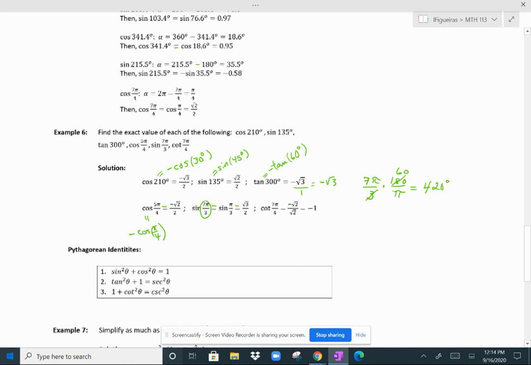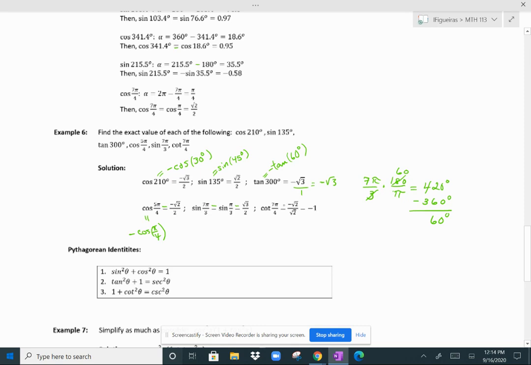So this is 420 degrees, which means we've gone around more than one rotation. So I'm going to take 360 away, and that gives me 60 degrees. 60 degrees is pi over 3, which is in quadrant 1. So everything is positive in quadrant 1, and the sine of 60 degrees is root 3 over 2.